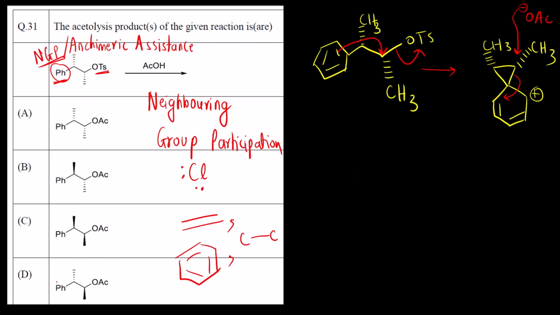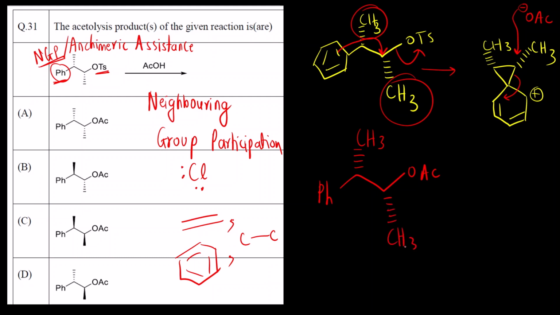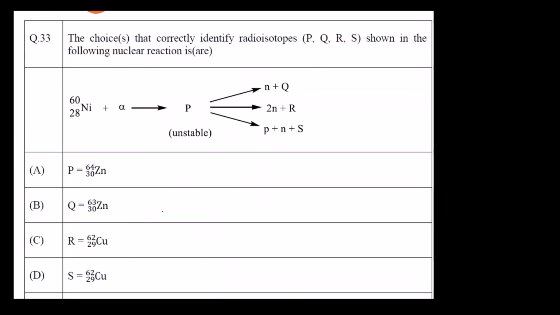So what will be formed? There will be two products formed, Ph, OAc. The main important thing is that the stereochemistry of both the methyl groups will not change. Either both of them will be below the plane, or both the methyl groups will be above the plane like this, OAc. So which are the two correct options where both the methyls are cis? The correct answer is option A, C. Let us see the next question.